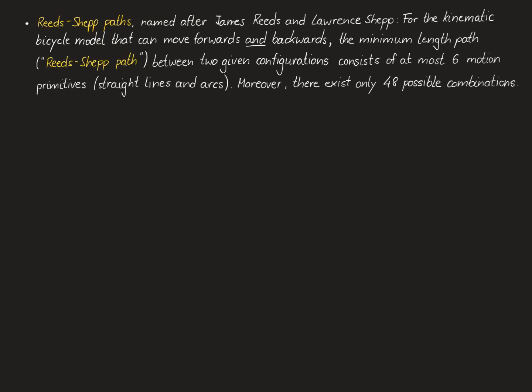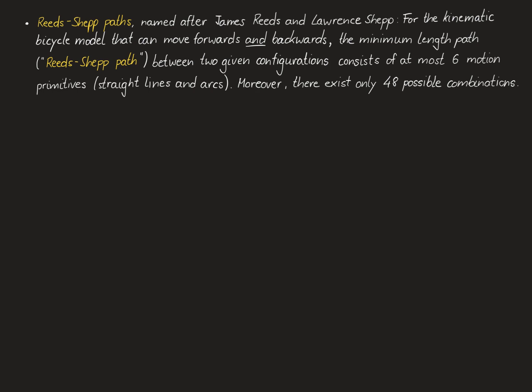The approach of Dubins was extended by the two mathematicians James Reeds and Lawrence Shepp in 1990 in a paper with the title "Optimal Paths for a Car that Goes Both Forwards and Backwards" to what is called Reeds-Shepp paths. As opposed to Dubins paths, where the vehicle can only move forwards, Reeds and Shepp consider a kinematic bicycle model that can move both forwards and backwards.